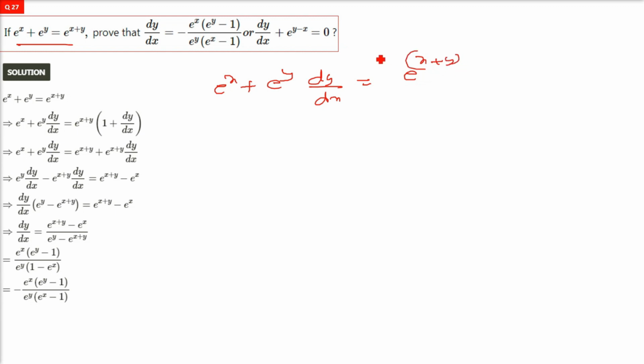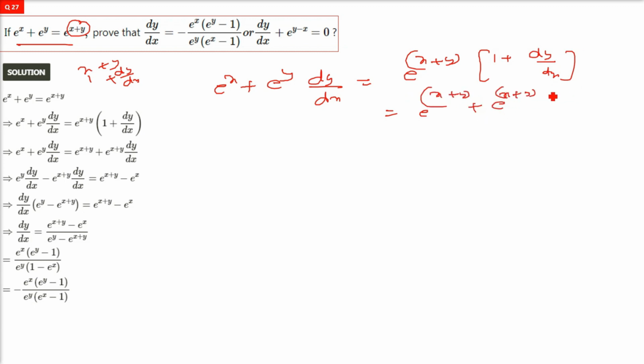So e to the power x will always be e to the power x, e to the power y dy by dx, e to the power (x plus y), again e to the power (x plus y). The differentiation of x plus y is 1 plus dy by dx. Alright. Now multiply inside. You have e to the power (x plus y) plus e to the power (x plus y) dy by dx. On the left you have e to the power x plus e to the power y dy by dx. And then bring these two together.